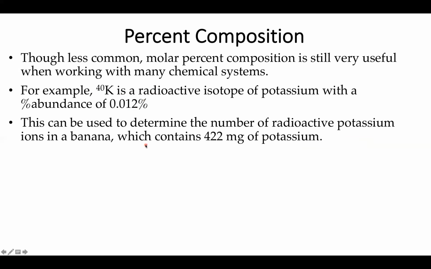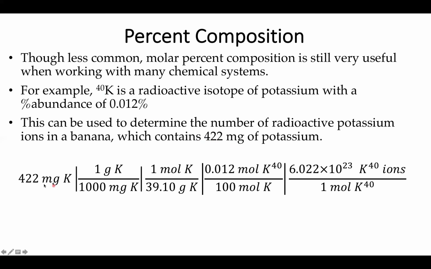So for example, let's say I like to eat a banana every morning, which I do. That banana tends to contain about 422 milligrams potassium. I want to know how many of those potassium ions are going to be radioactive. So I can start with my mass of potassium, and then I can turn this into moles, knowing that a certain mass of potassium gives a certain number of moles. And then I know a certain molar percent of that potassium is potassium-40.